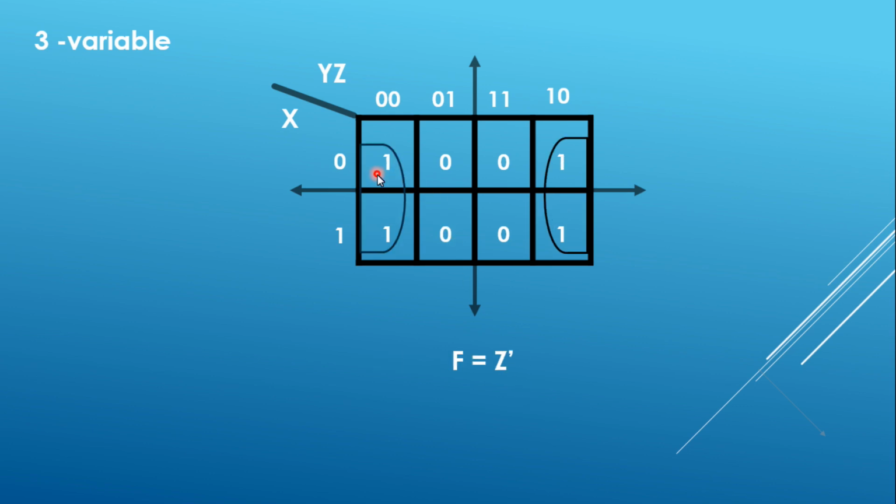In here you can see there are four ones, so they are forming a quad, and because x is changing, that variable will be removed. Y is also changing, so it will also be removed. Z is not changing and it is 0, so the term will be represented as z bar, and the minimized expression will become z bar.